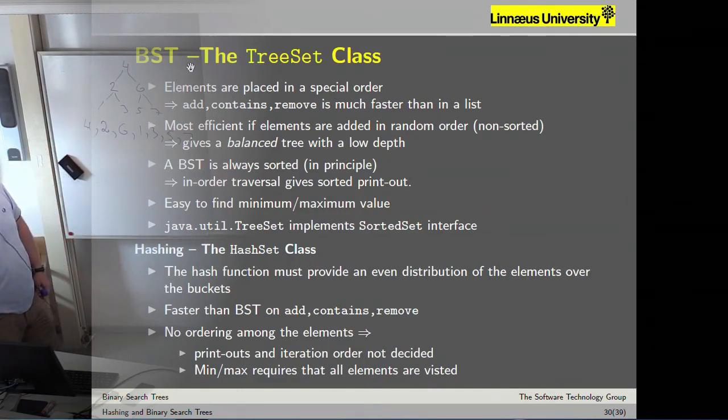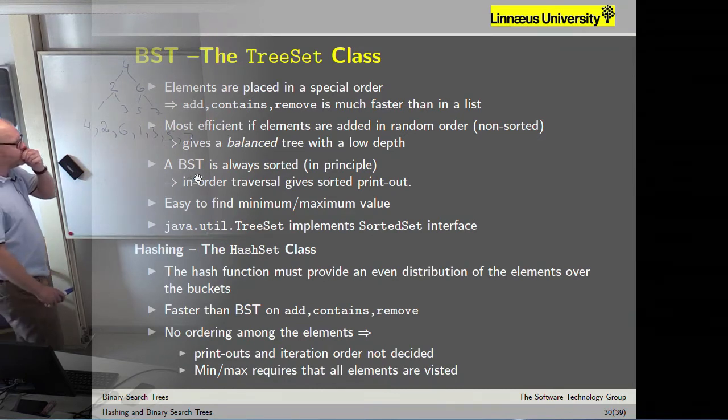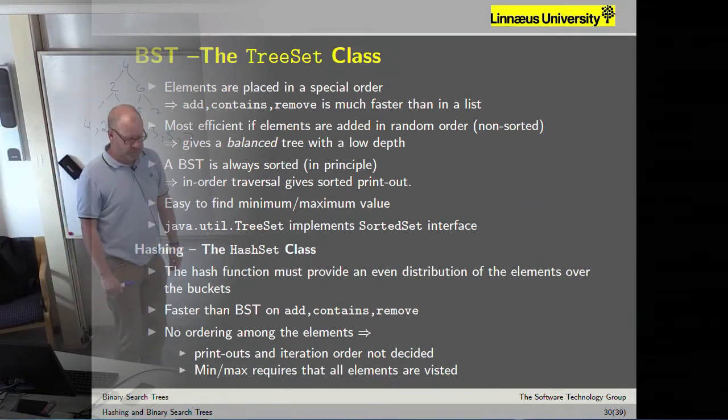Binary search trees are used in the TreeSet class in Java. Elements are placed in a special order, which means it's basically sorted. That means add, contains, and remove very much look like binary search, and we do it in logarithmic time. It's most efficient if elements are added in random order, non-sorted, which gives a balanced tree with a low depth. A binary search tree is always sorted in principle. In-order traversal gives a sorted printout.